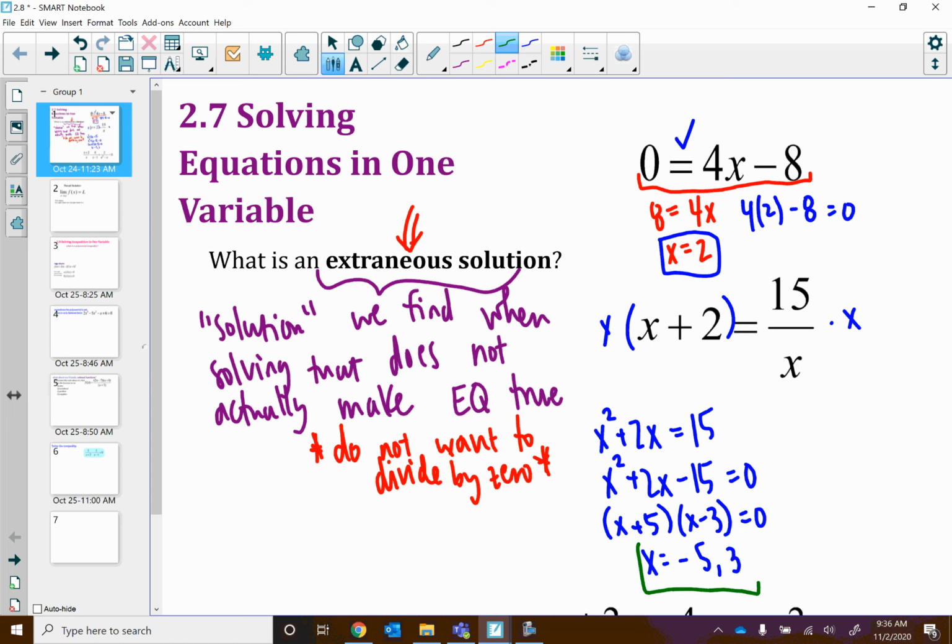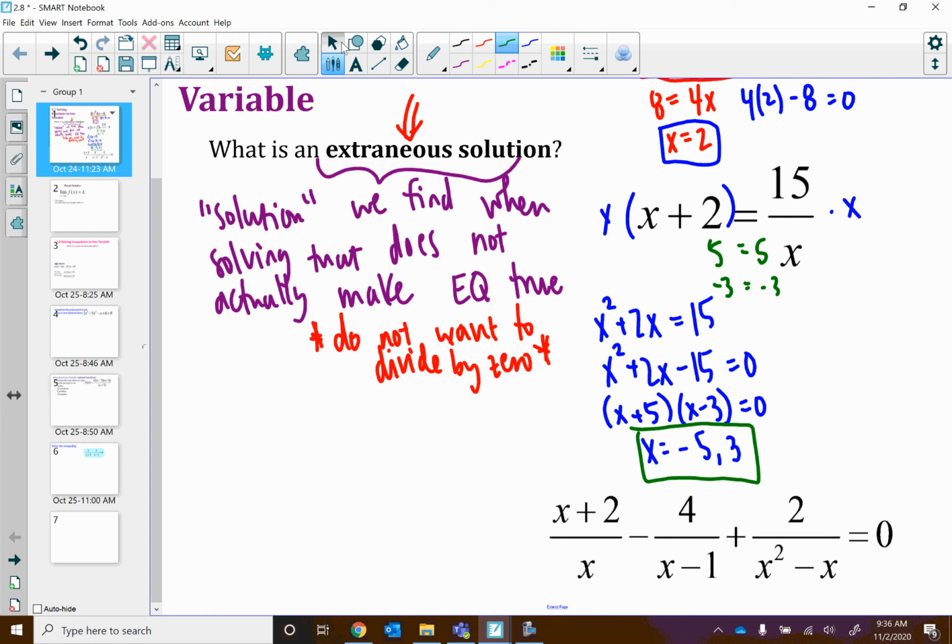Now, how do I know if either of my solutions would be extraneous? Well, I check my work. And you can truly check it completely. 3 plus 2 is 5. 15 divided by 3 is 5. Is 5 equal to 5? Yes, so 3 works. If we take negative 5 plus 2, that is a negative 3. 15 divided by negative 5 is a negative 3. Those both work. We don't have any extraneous solutions here.